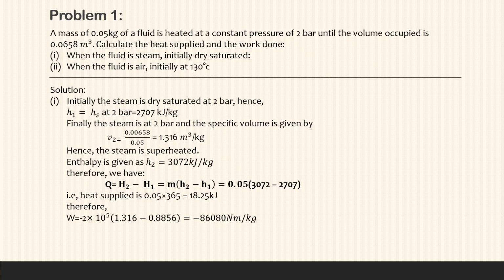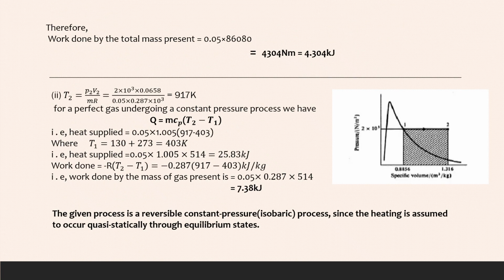Solution. Initially the system is saturated at 2 bar. So we have H1, that is enthalpy, as 2707 kilojoules per kg, and H2 as 3702 kilojoules per kg. The specific volume V2 is found to be 1.316 meter cube per kg. The heat supplied is calculated to be 18.25 kilojoules. Therefore, the work done is negative 86,080 Newton meter per kg. Therefore, the total work done by the total mass is 4,304 Newton meter, that is 4.304 kilojoules.